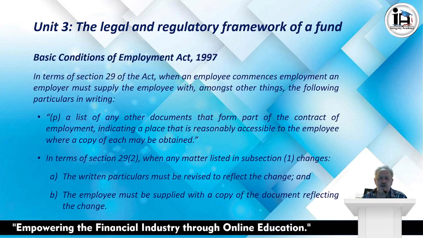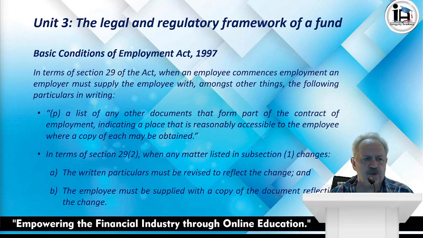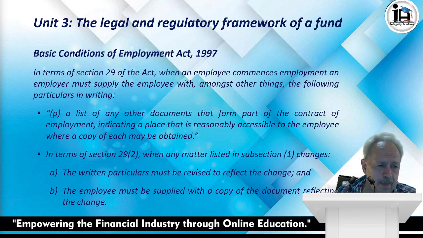The Basic Conditions of Employment Act of 1997. In terms of Section 29 of the Act, when an employee commences employment, an employer must supply the employee with, amongst other things, the following particulars in writing. The first one is Section P, a list of any documents that form part of the contract of employment, indicating a place reasonably accessible to the employee where a copy of each may be obtained.